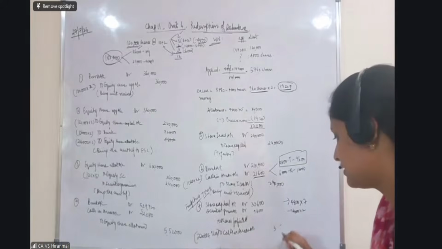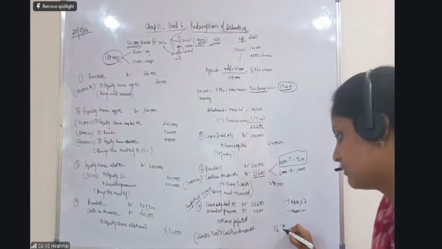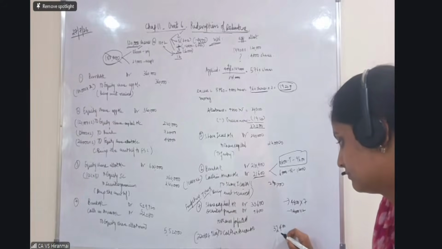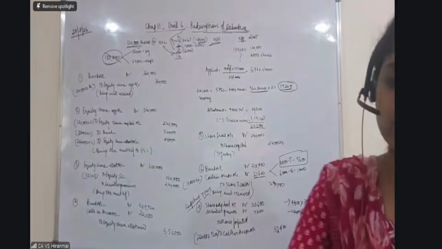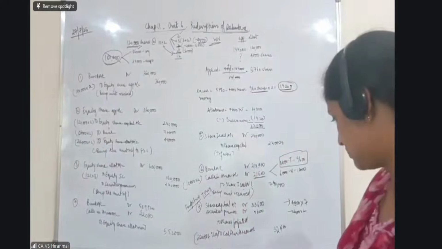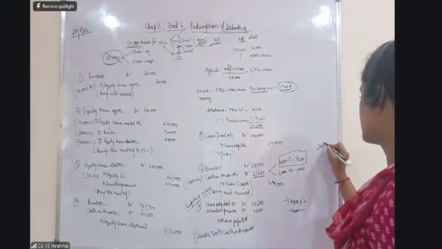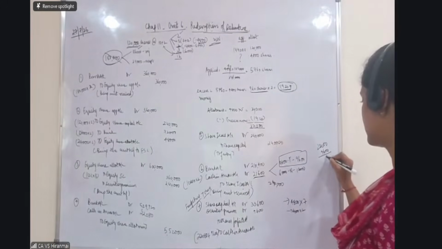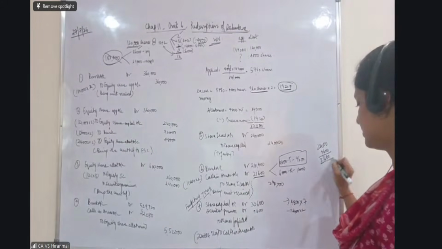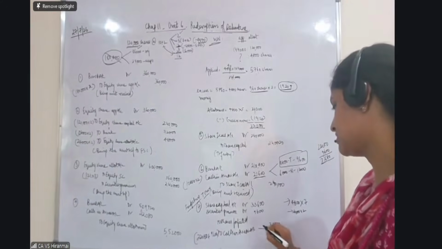No, it will be 32,480. How much will it come to? No, 31,680. Wait. 22,080 and 9,600, if you take, it is 31,680. That is the calls in arrears.